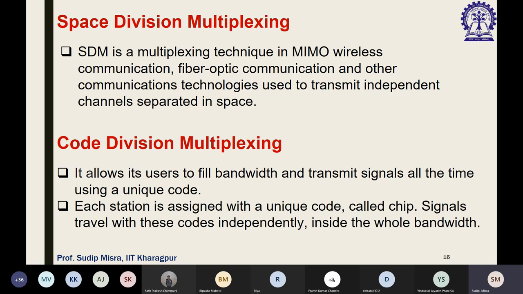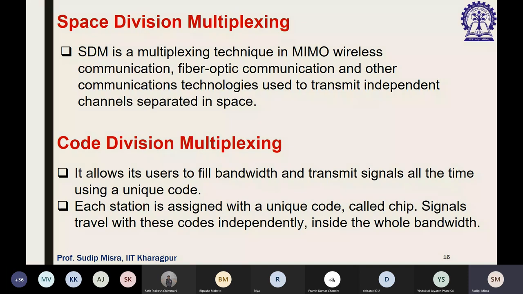So there is something called MIMO communication, multiple input, multiple output. MIMO communication you can achieve with the help of space division multiplexing, right? So that if somebody mentions space division multiplexing, you do not feel lost or puzzled. I just wanted to tell you that there is something called space division multiplexing.